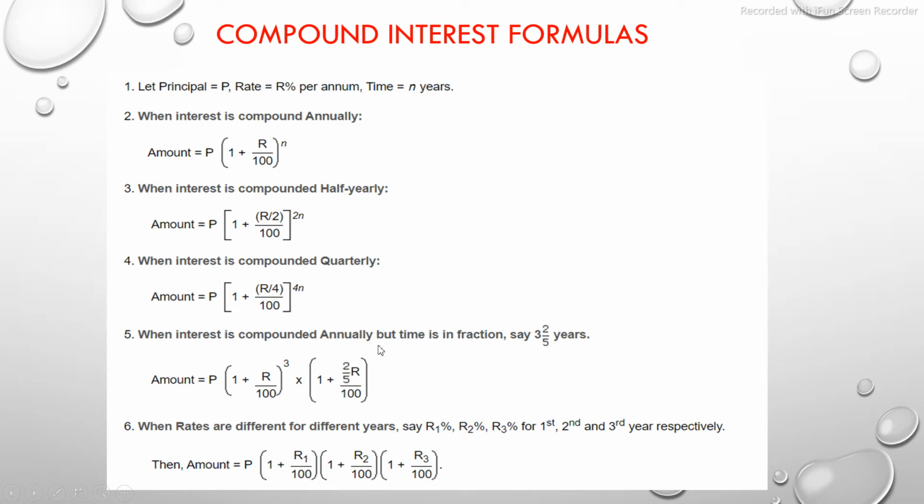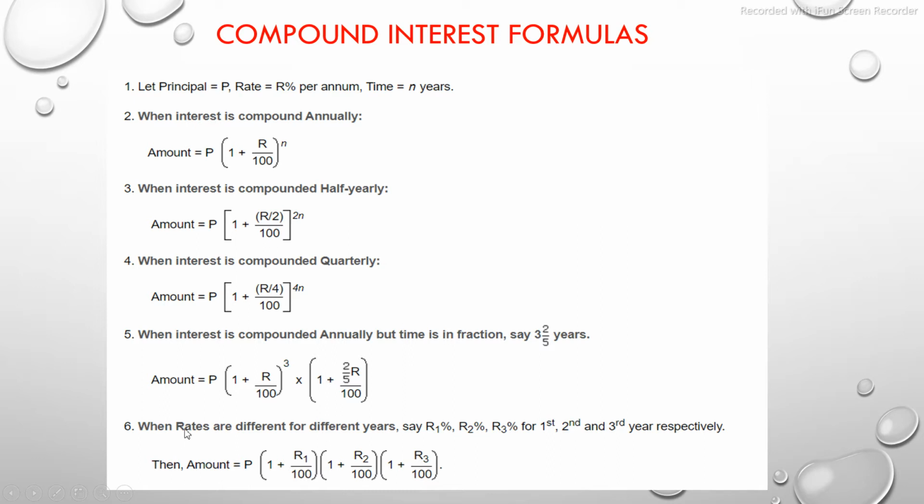So when the interest is compounded annually, but the time is given in fraction, for example, 3 whole 2 by 5 years. In this case, the amount will be given as P into 1 plus R by 100 to the power 3 for the first 3 years, and for the remaining 2 by 5 years, we will multiply that by 1 plus 2 by 5R by 100. So it will give the amount when the time is given in fraction.